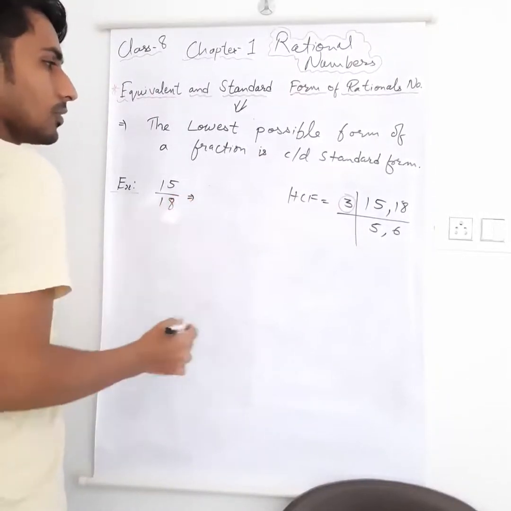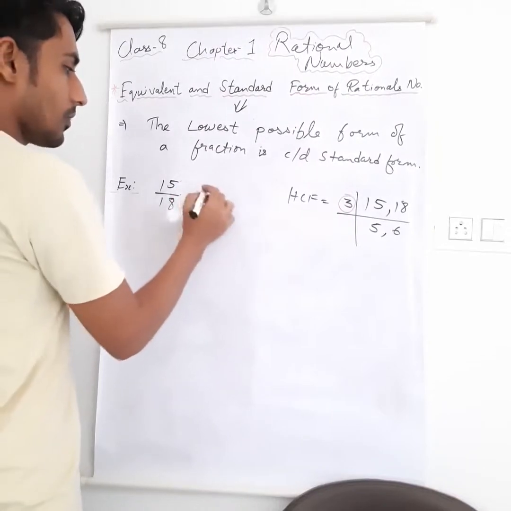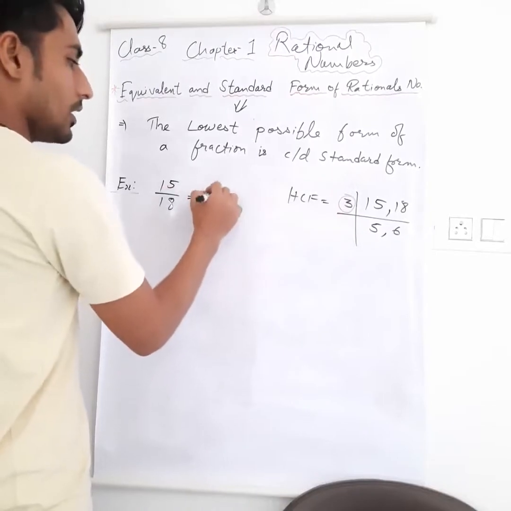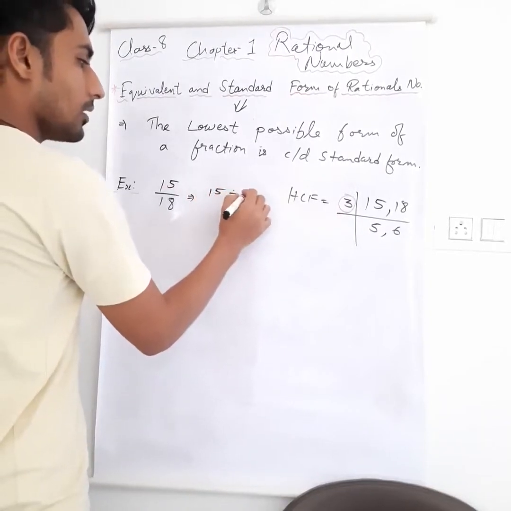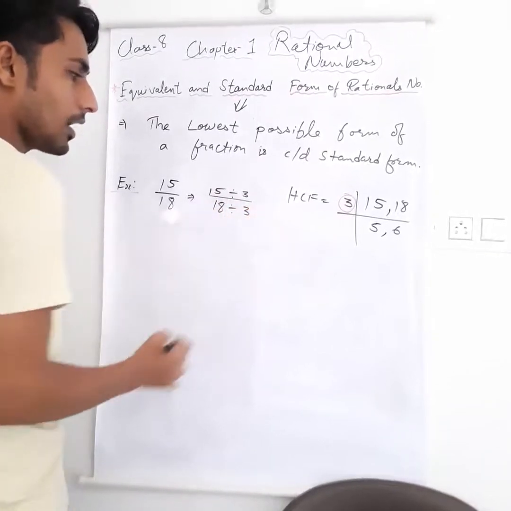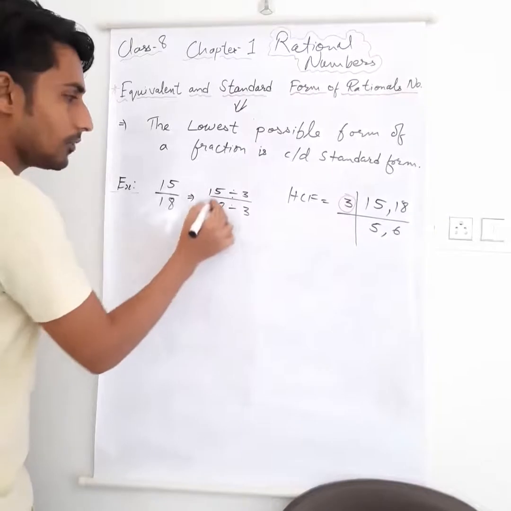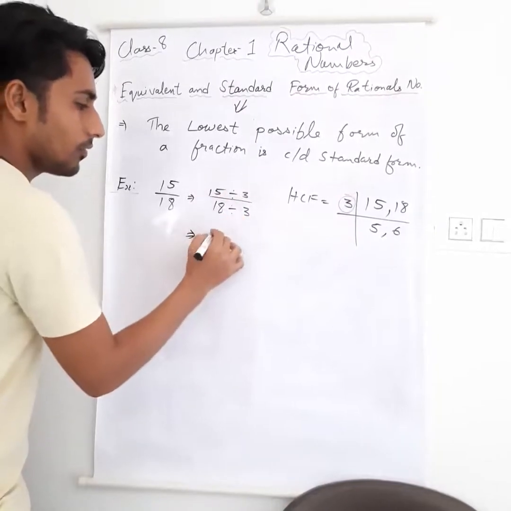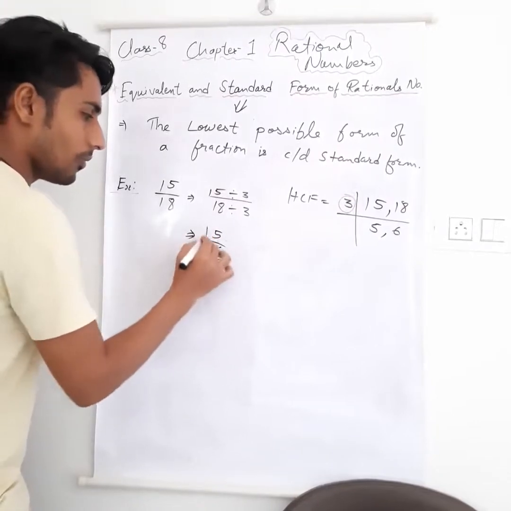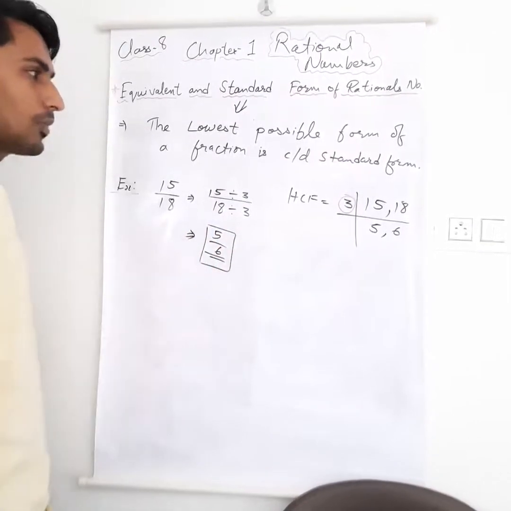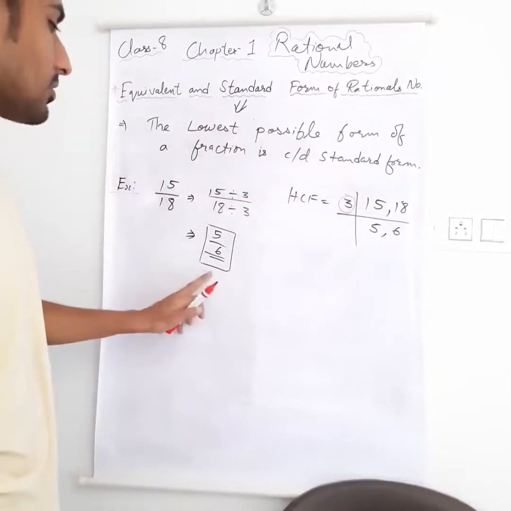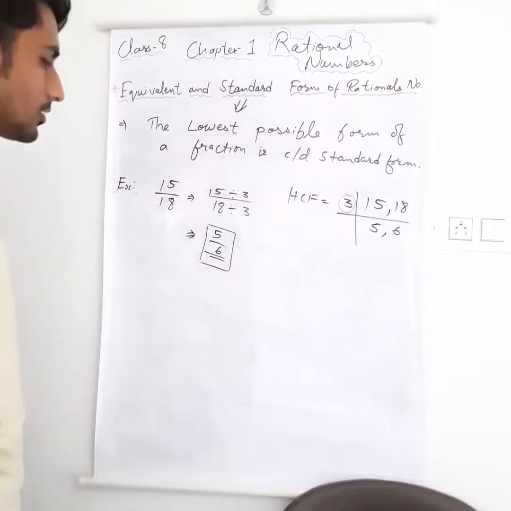Then we will divide both 15 and 18 by this HCF. 15 divided by 3 and 18 divided by 3. What will this result in? This will be 5 upon 6. So this form is called the standard form. It is the lowest possible fraction.